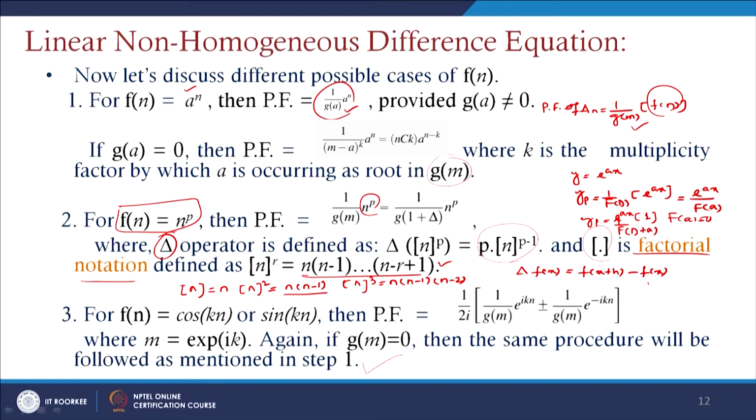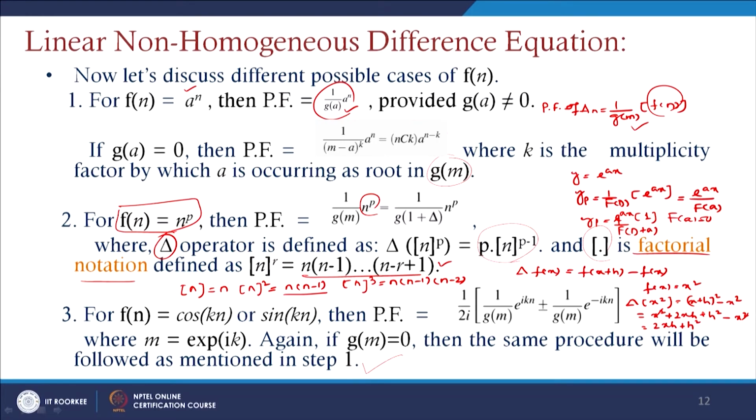And suppose f of x is a polynomial, like x square. If we use this difference operator with step size h, then we can write del of x square as x plus h whole square minus x square, which is x square plus 2xh plus h square minus x square. Here x square cancels out, and we get 2xh plus h square.